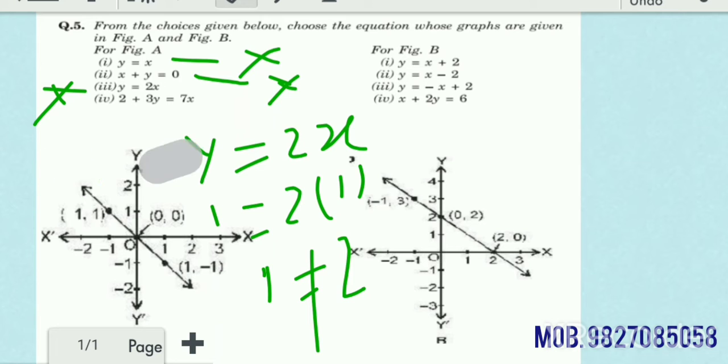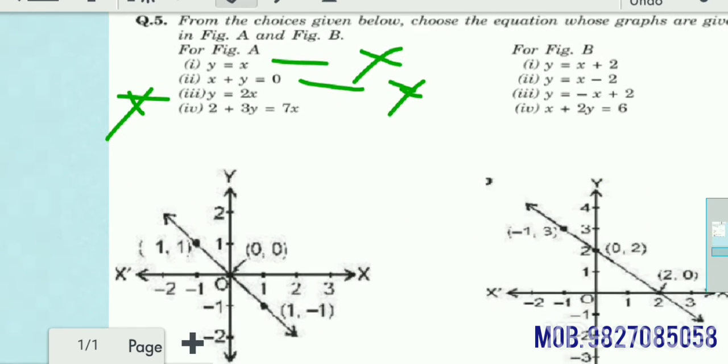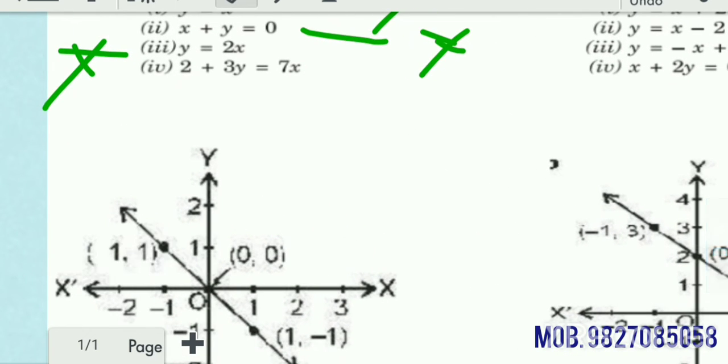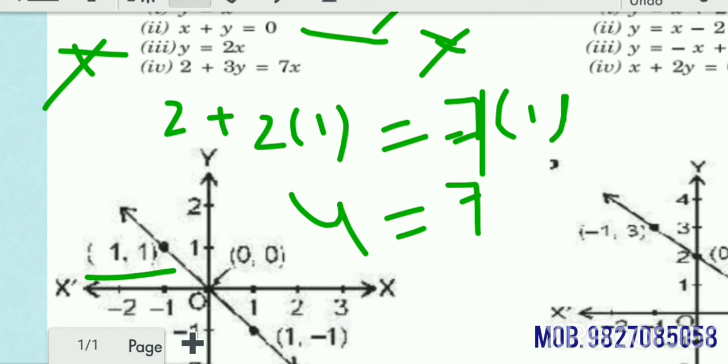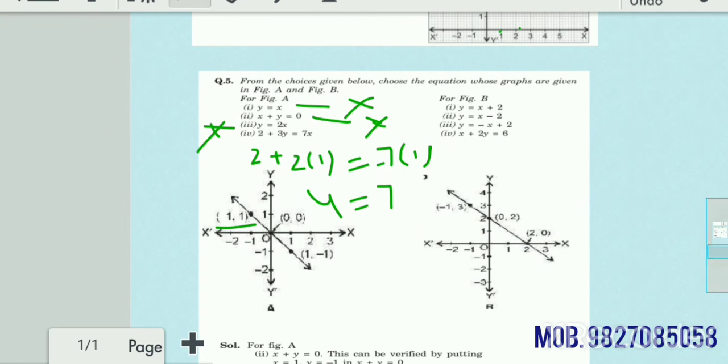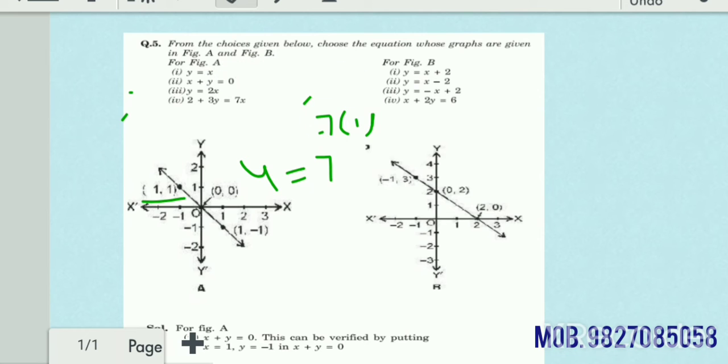So the fourth is 2 plus 3y is equal to 7x. Now put the value of x and y as 1, 1. So 2 plus 3y is equal to 5 and 7x is equal to 7. Check all equations. This is 4 is equal to 7. This is not equal. So here equation 4 is passing through the lines.